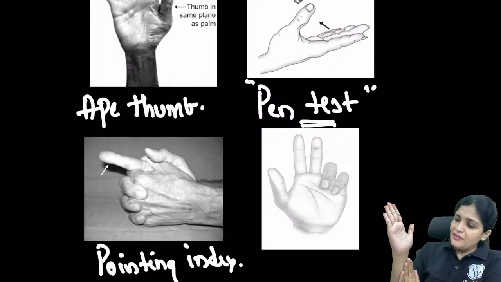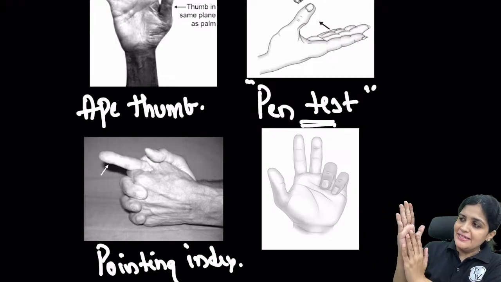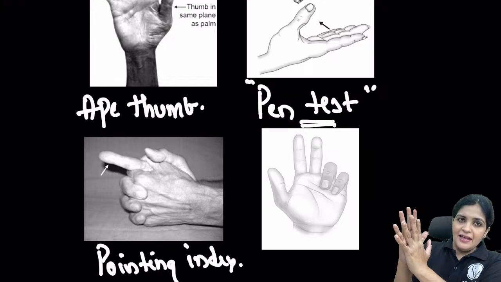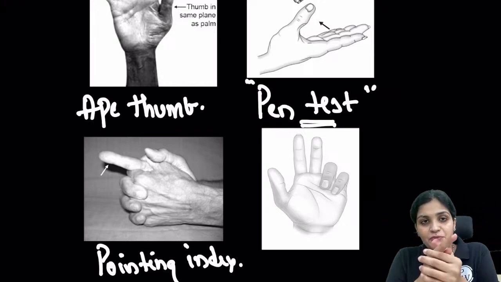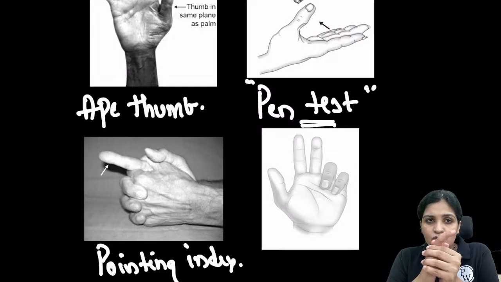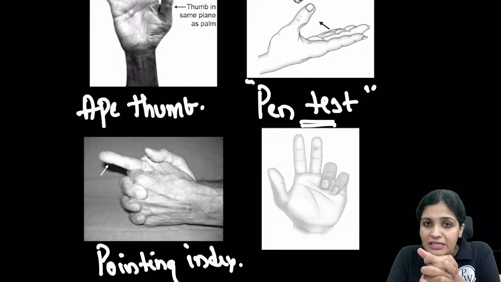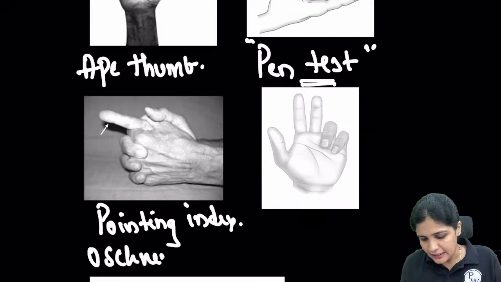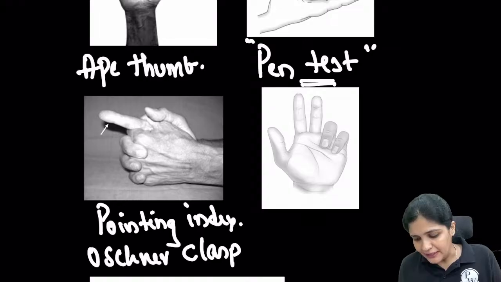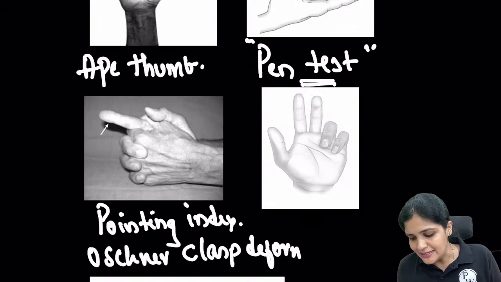Usually the flexor digitorum superficialis will come like this and it splits like this, right? Especially for the index finger, it is mainly the FDS which has to work to flex the finger, right? So this is called the pointing index, especially seen in median nerve palsies, and this is also called the Ochsner's clasp deformity. Not to get confused, both are the same. Ochsner's clasp deformity and pointing index are the same.